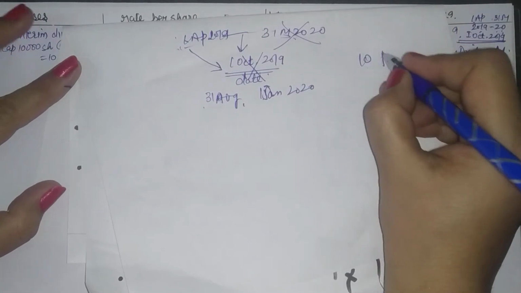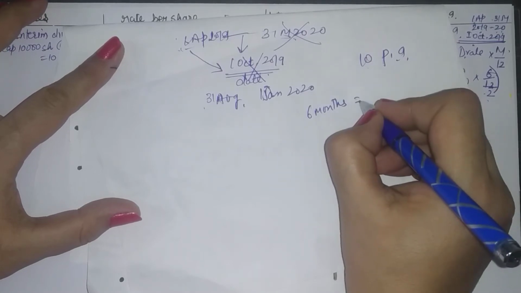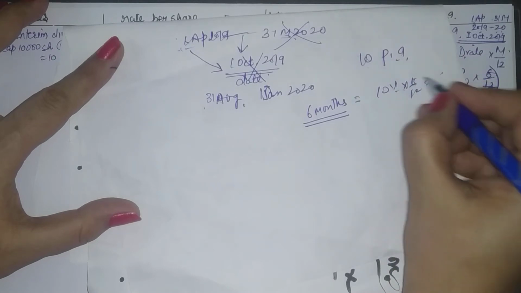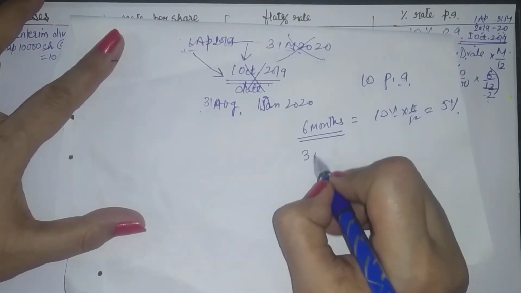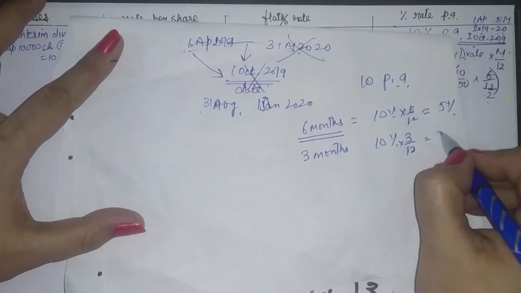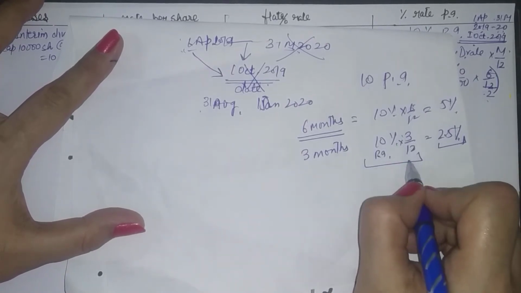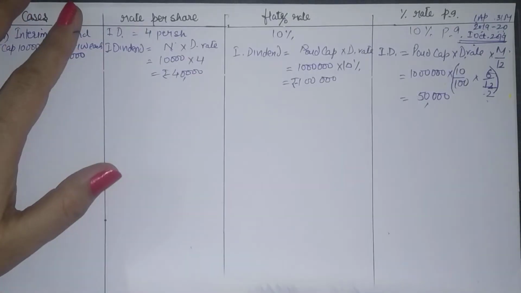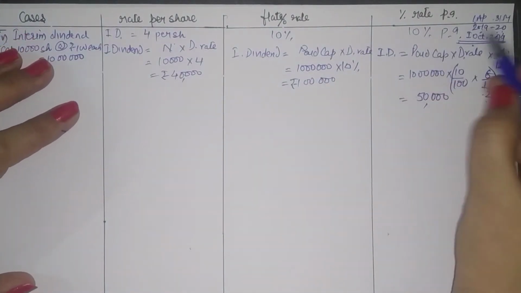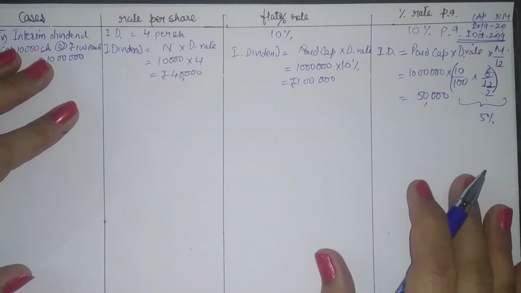So if it is 10% per annum, and if 6 months have passed while giving the dividend, 6 months means 10% into 6 by 12. So your rate is going to be 5%. If 3 months have passed, it means your dividend rate is going to be 2.5%. So a per annum rate can be converted into a flat rate by adjusting it for the number of months. So you can scale down the rate and you can calculate dividend. So in reality, we can say that out of 10%, 5% dividend has been given as interim dividend.